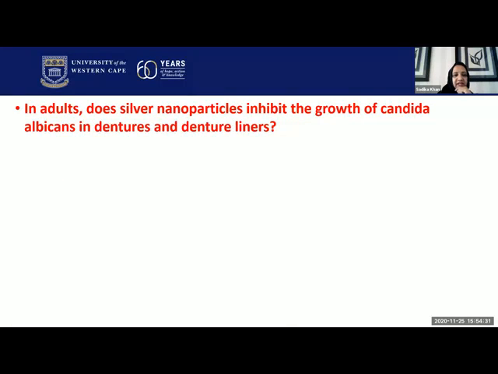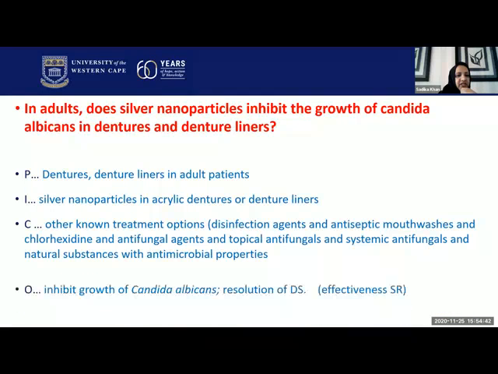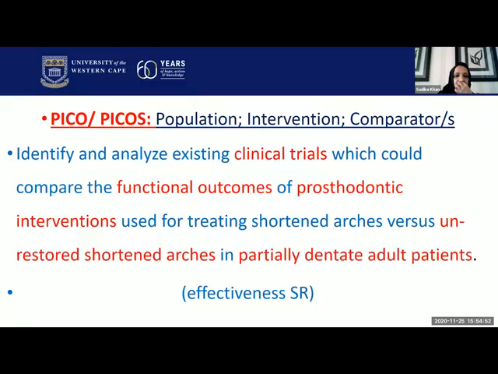Here I have one, the nanoparticle systematic review that I'm busy with. Do silver nanoparticles inhibit the growth of Candida albicans in dentures and denture liners? And then we established a PICO for that one. And this is what you would call your effectiveness systematic review. So there's another example that you could use.